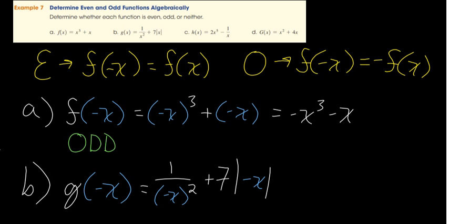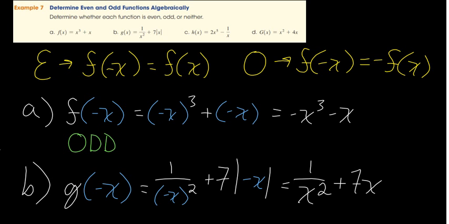Okay, so we do the arithmetic here. Well, 1 over negative x quantity squared. Well, negative x quantity squared is just going to be x squared, right? Anything squared is going to be positive, right? A negative number times a negative number is always positive. So this is going to be 1 over x squared. And then same thing over here, plus 7 times the absolute value of negative x. Well, the absolute value of a negative number is just simply that negative number, right? So it's going to be 7 times x.